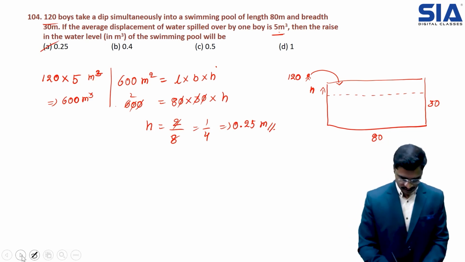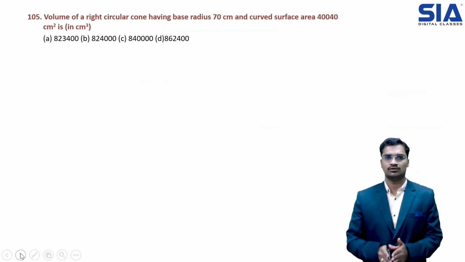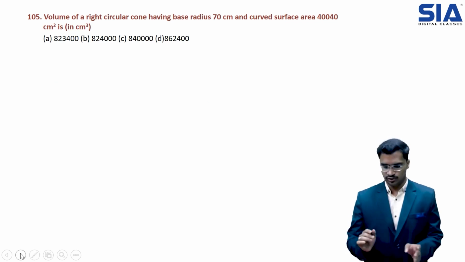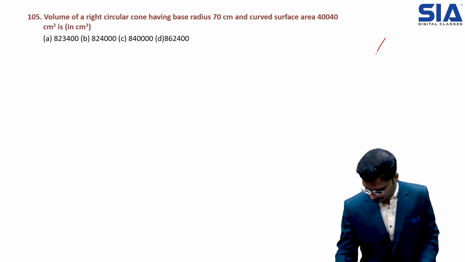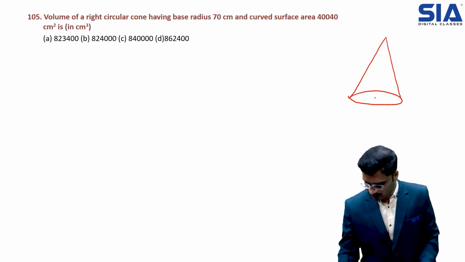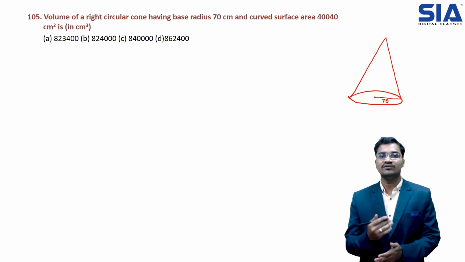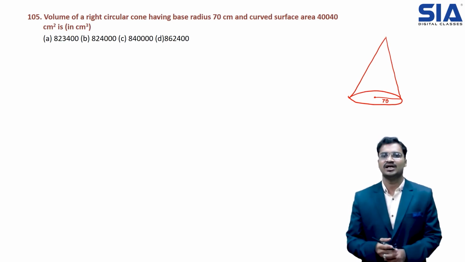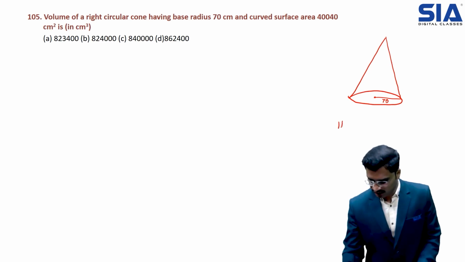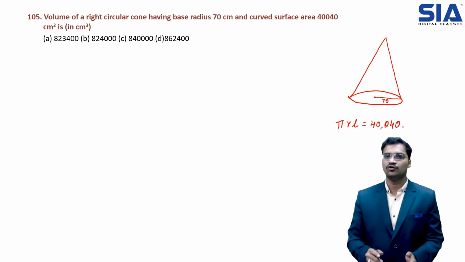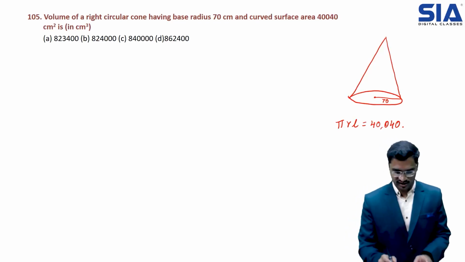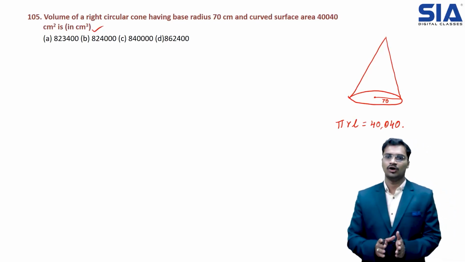Okay. Now coming to the next question, which is volume of a right circular cone with base radius 70. So he is saying that a cone is like this, and the radius of that cone is 70 centimeters, and curved surface area is given as 40,040. So we know the curved surface area of a cone is pi r l. Pi r l is given as 40040. Now what we have to find? We have to find the volume of that cone.